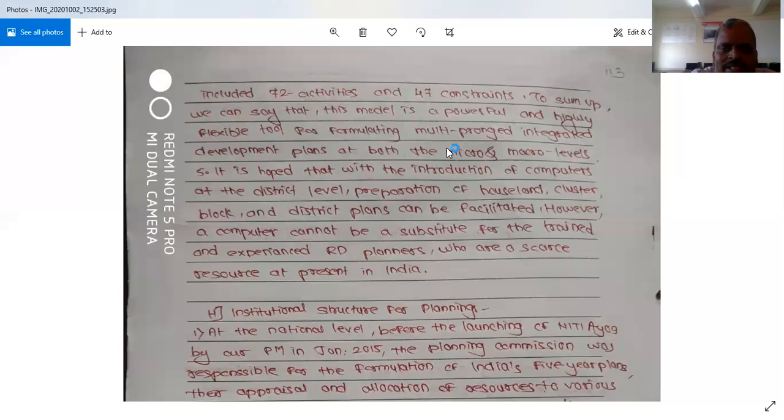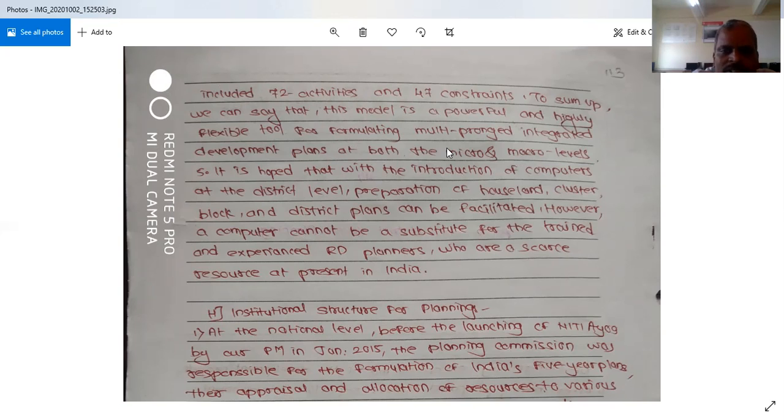To sum up, we can say that this model is a powerful and highly flexible tool for formulating multi-pronged integrated development plans at both the micro and macro levels. It is hoped that with the introduction of computers at the district level, preparation of household, cluster, block and district plans can be facilitated. However, a computer cannot substitute for the trained and experienced rural development planners, who are a scarce resource at present in India.